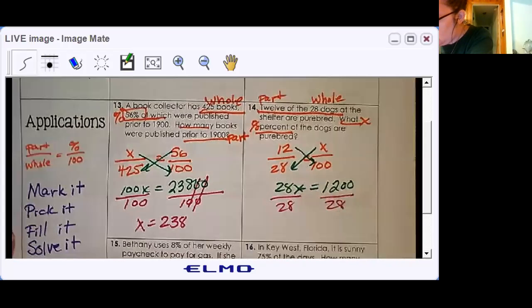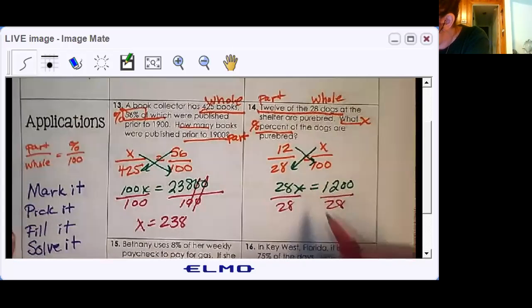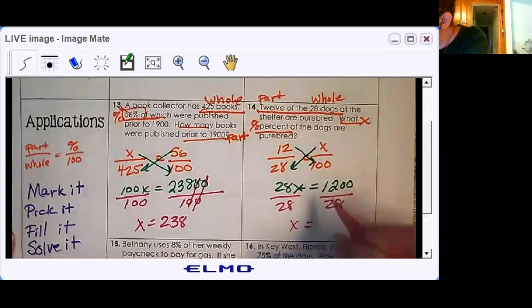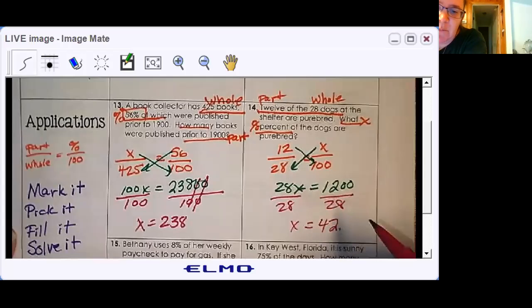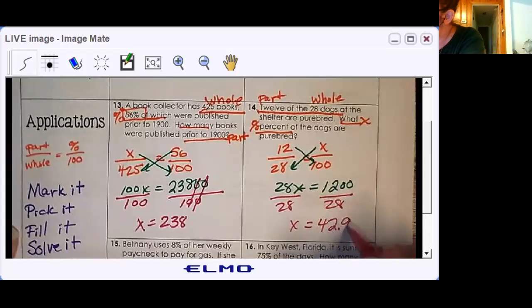So I'm going to take 1,200 and I'm going to divide it by 28, and I'll get x equals 42.8571, on and on and on. But typically when we do percents, we only want one place past the decimal. So 0.857, which means it's going to round to 0.9. And because it says what percent, I'm just going to put my little percent mark there on the end.